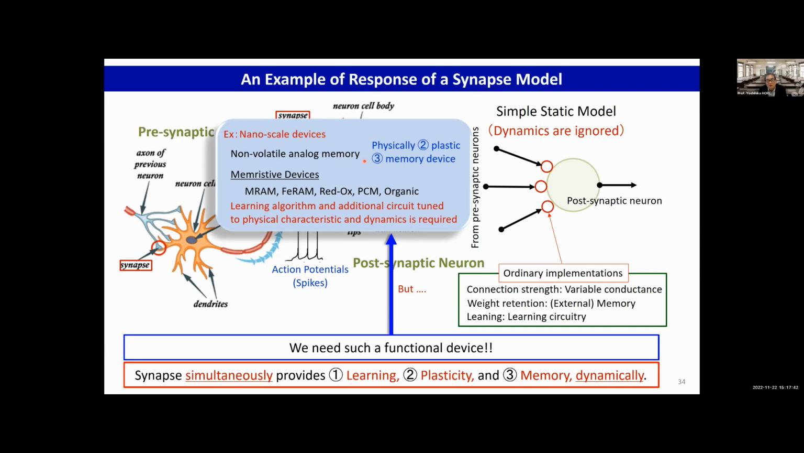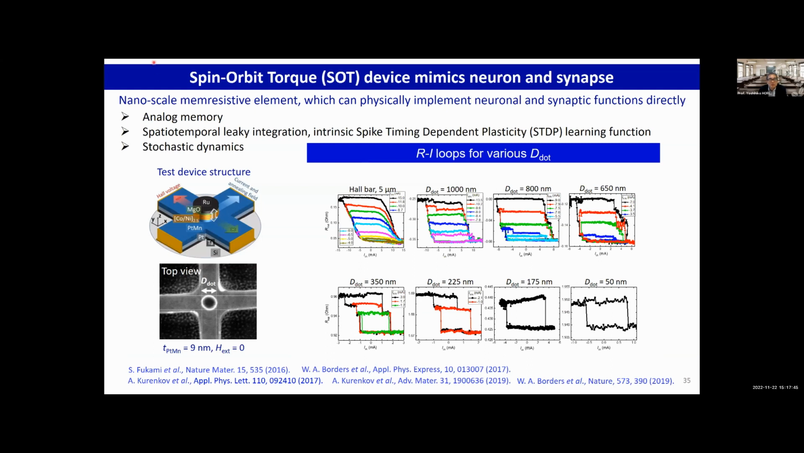So let's look at our device. Our device is a spin-orbit torque device, which is actually a nanoscale memory resistive element, which shows analog memory property, and also spatial temporal leaky integration, and also intrinsic, that means we don't need any external circuitry for the learning, intrinsic spike timing dependent plasticity learning function.